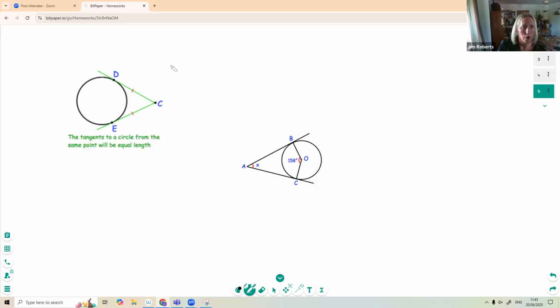Okay, so let's look at our second tangent theorem. If you have 2 tangents that touch outside your circle, then from the point where the tangent touches your circle, those lengths are the same. So here you can see this length there is the same as that length here.